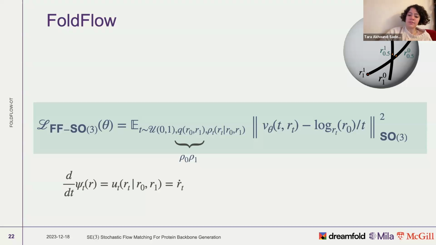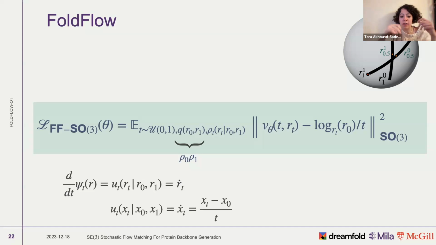This UT of RT given R0 and R1 is basically the vector field that's tangent to this black line. That's the geodesic interpolation. So RT is a geodesic interpolation between R0 and R1, along the geodesic interpolant at time t. And this time derivative corresponds to the time derivative of RT. You could just use autograd to compute this time derivative, but that's computationally expensive. So we exploit the geometry of the problem. In the Euclidean space, if you have this velocity vector, you can compute it as xt minus x0 divided by t. We do the same thing now in this SO3 space.